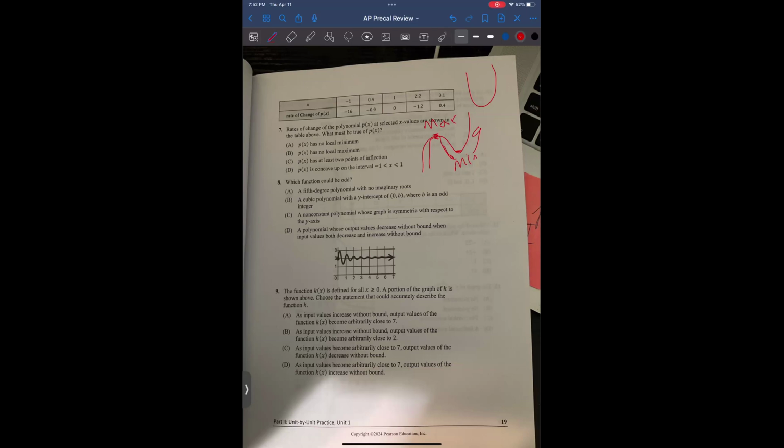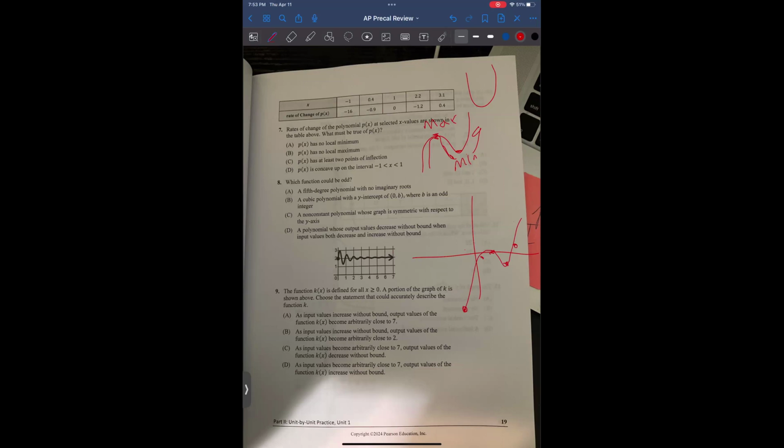So I'm going to do a sketch of what I'm looking at. At -1, I'm all the way at -16. At 0.4, I'm at -0.9, so maybe somewhere around there. At 1, I'm at 0. At 2.2, I'm back in the negatives. And then at 3.1, I'm in the positives, right? So if I connected these, something like that.